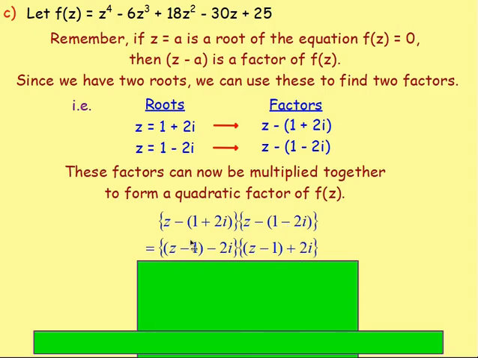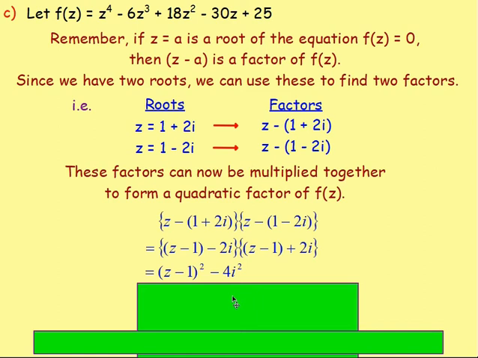So you want to write this so you've got the real part, imaginary part, real part, and imaginary part. When you multiply out the brackets, you multiply the real by the real, the real by the imaginary, the imaginary by the real, and the imaginary by the imaginary. So you'd have z take away 1 times z take away 1, which gives z take away 1 all squared. We would have z take away 1 times 2i, but then we're multiplying the negative 2i by z take away 1, so it would be take away that, and they cancel out. And then the negative 2i times the plus 2i gives us take away 4i squared.